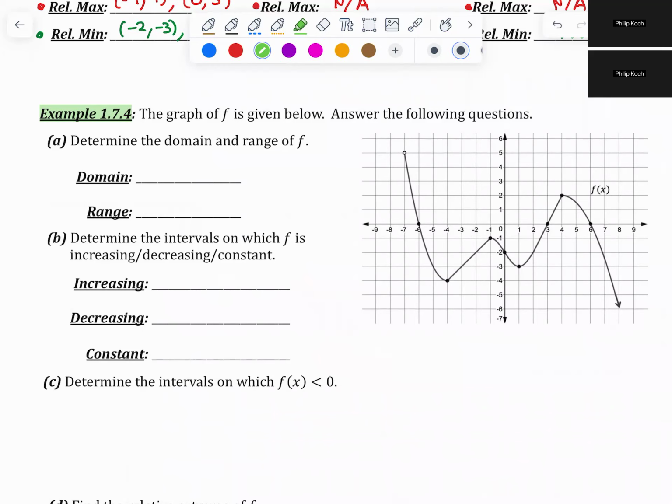I'll slowly fill in details. Keep in mind that's an arrow in the bottom right. It's going down and down forever.